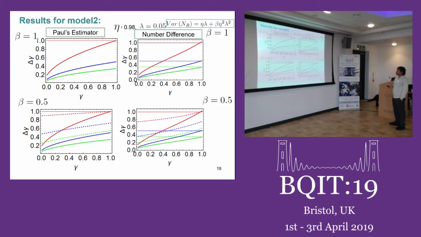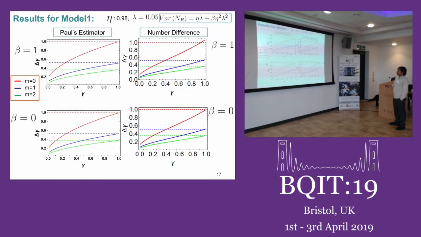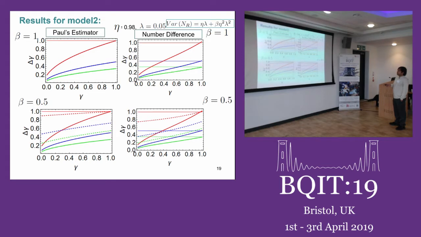Now coming to model 2, when beta is equal to 1, this would exactly represent the same thing for this plot for the pulse estimator. Here the thin lines correspond to beta equal to 1, the solid lines correspond to beta equal to 0, and the dotted lines correspond to a transition from beta equal to 0 to beta equal to 1.